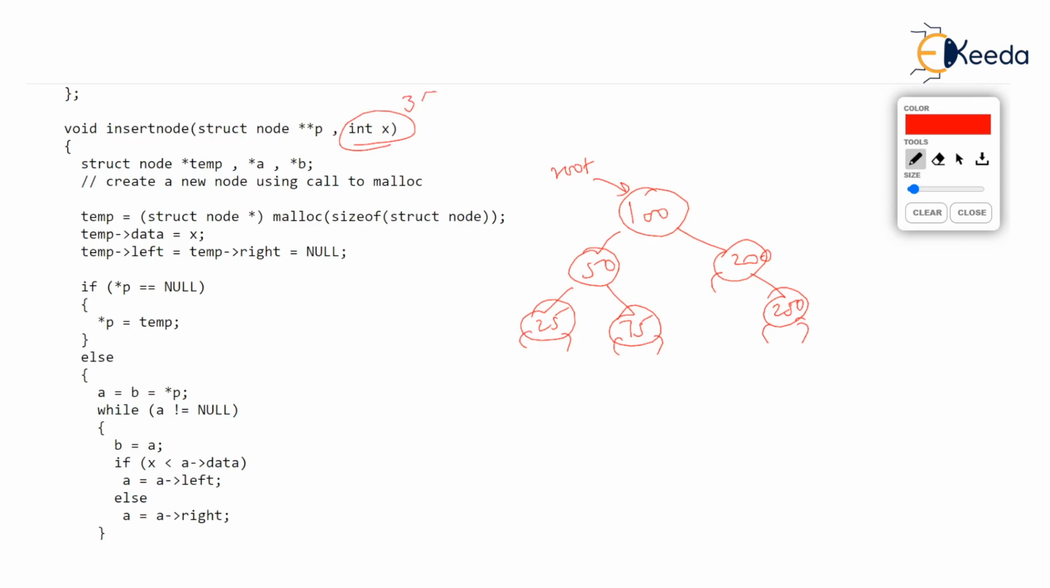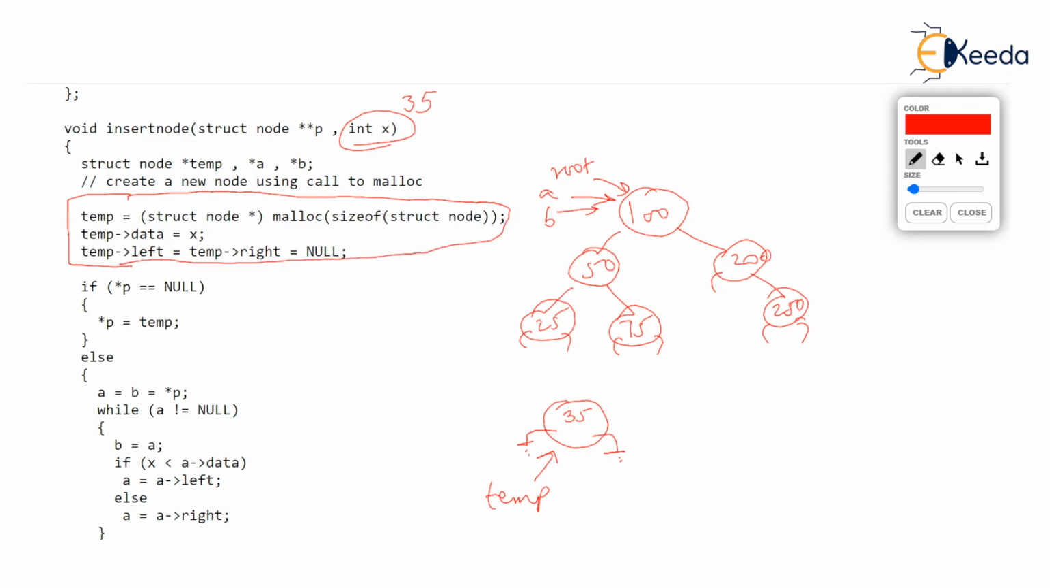So how is the insertion going to work? In short, I am telling you, A and B will start with root. We already have a node created to which temp points, and temp arrow data has been stored with 35. Temp arrow left is null, temp arrow right is null. Observe the first few lines. Create a new node, store the data, and make left and right of that new node null.